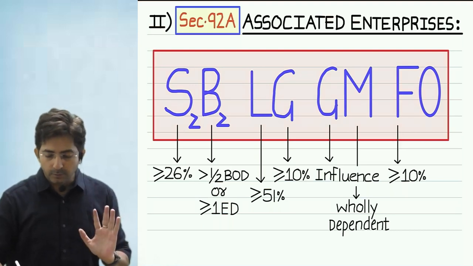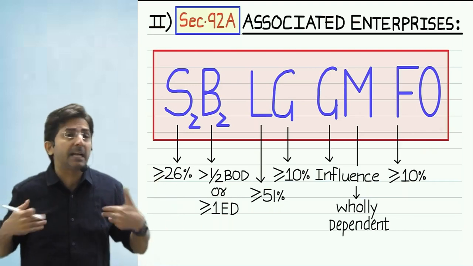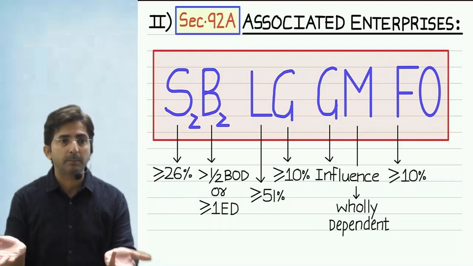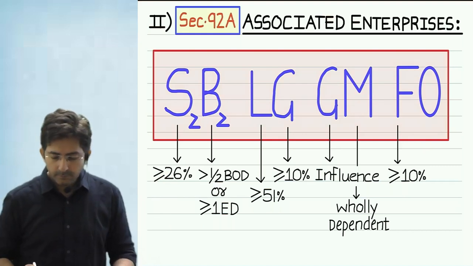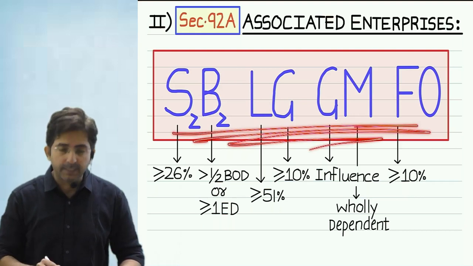So in short, law has kept an open point, any other relationship as may be prescribed. As may be prescribed means prescribed in the budget by the finance minister. So this is the definition of associated enterprise.